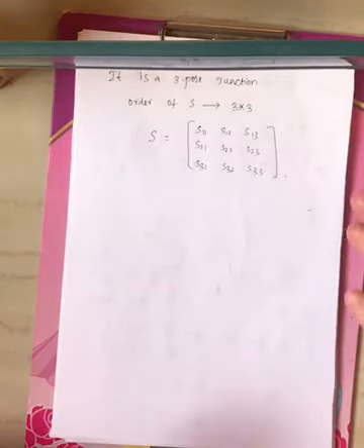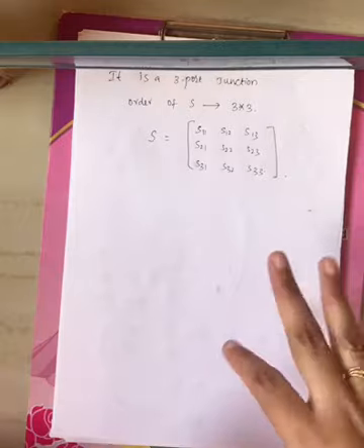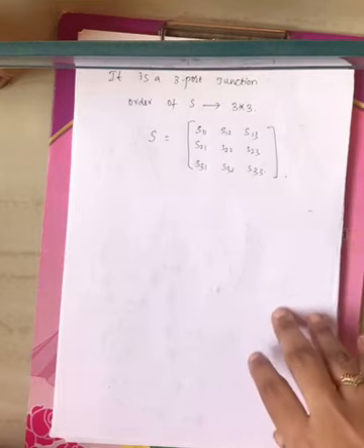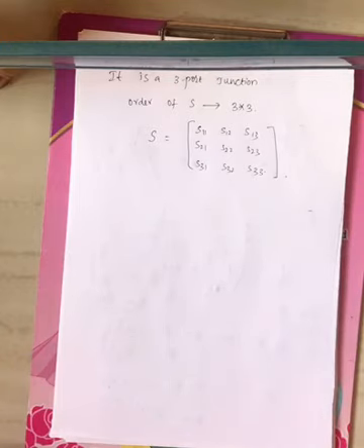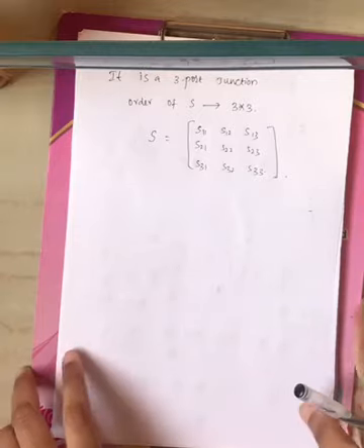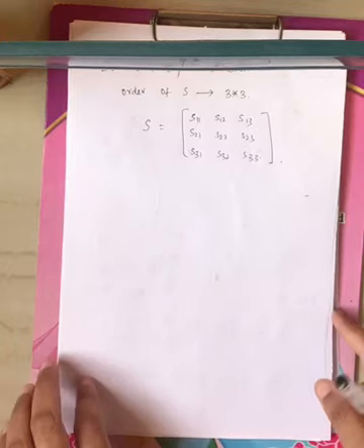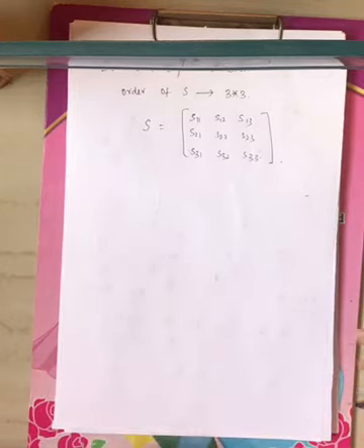If it contains a 4-port junction, the order of S will be 4 by 4. If it contains 5 ports, the order of S will be 5 by 5. Since it contains 3 ports, the order of S will be 3 by 3. In the previous lecture I said that for n transmission lines you get the order of S as n by n. If you have 2 transmission lines, the order of S will be 2 by 2. However many transmission lines or ports it contains, that will be the order of S, right?